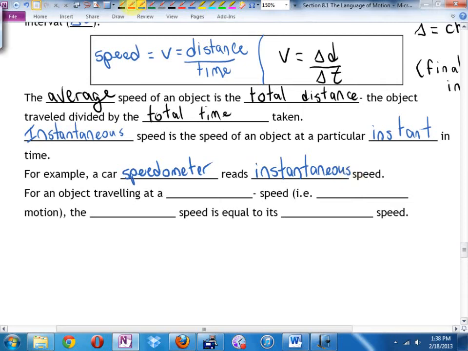Then, for an object traveling at a constant speed, what's a constant speed? You're right, Josh. Now, we have a fancy word for that. That's called uniform motion. In physics, the word uniform means stays the same.